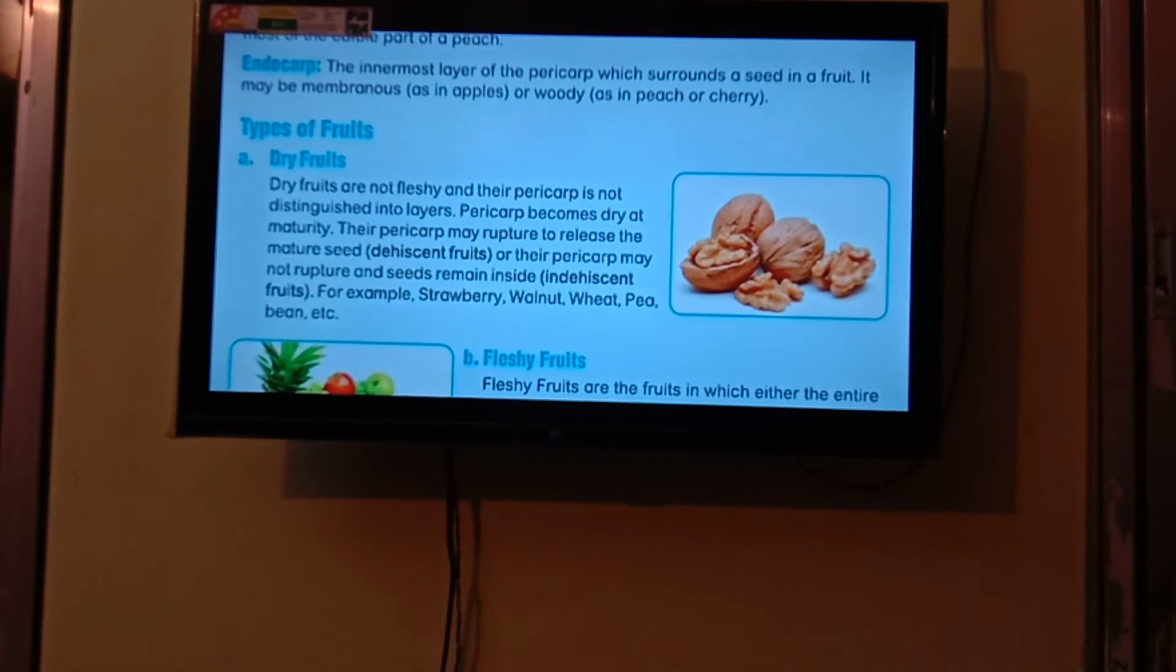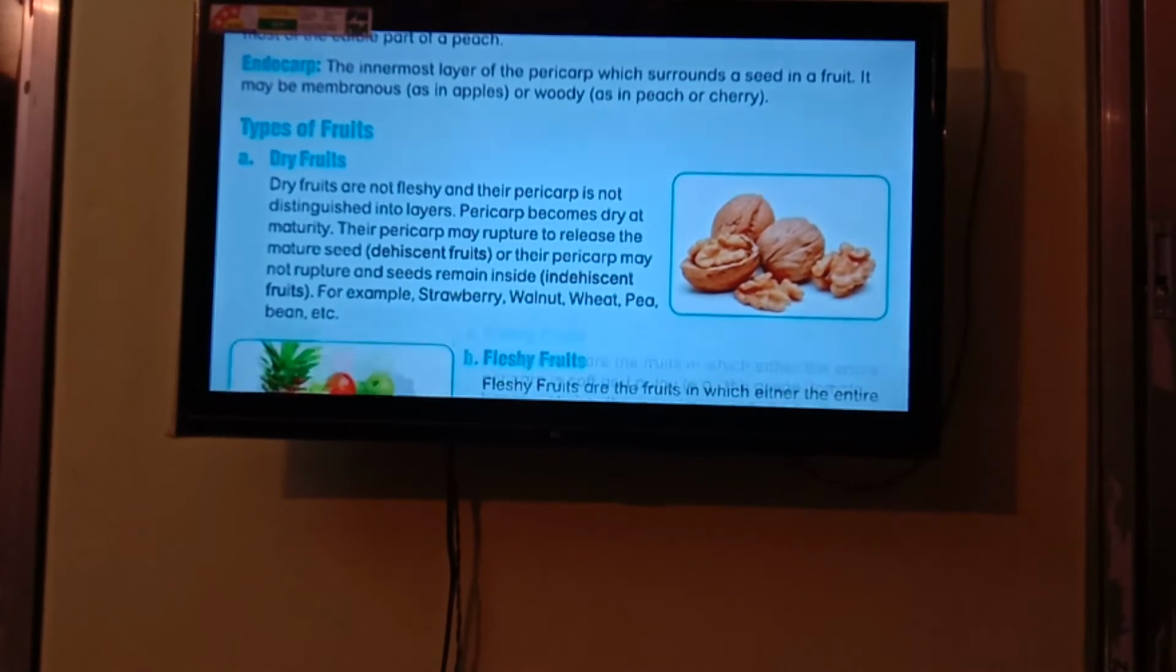Okay, if the pericarp ruptures and the seed comes out, this is called dehiscence. And if the pericarp does not rupture and the seed does not come out, then it is called indehiscence. Examples of dry fruits are walnut, wheat, pea, etc.